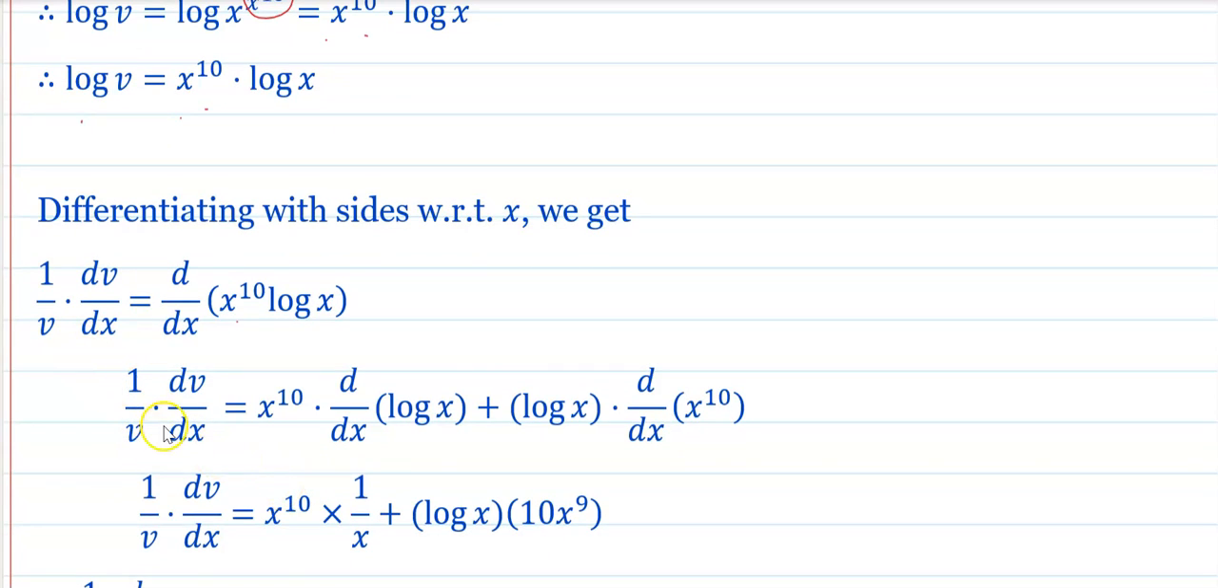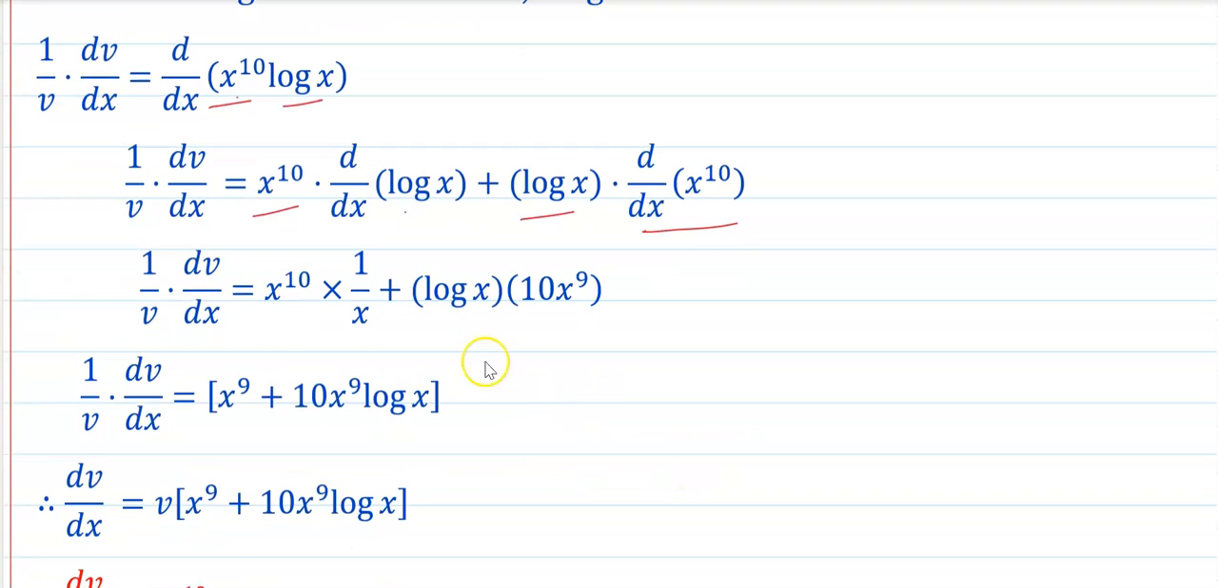Okay. 1 upon v dv by dx. The derivative of x raised to 10 into log x we will find out here by the product rule. Okay, keep x raised to 10 as it is, ddx of log of x, plus log of x into ddx of x raised to 10. What's the derivative of log of x? 1 upon x. Plus log x, and the derivative of x raised to 10 is 10 into x raised to 9.